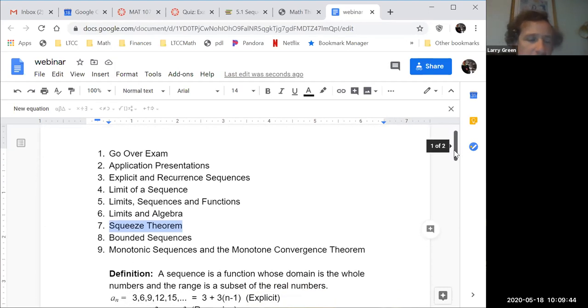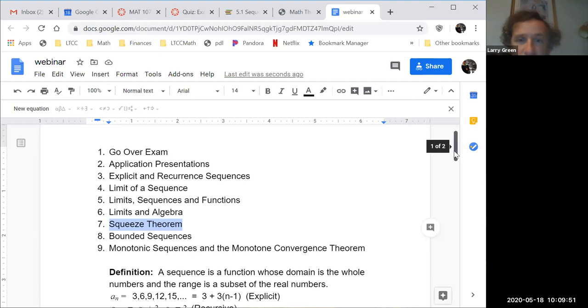So that was the squeeze theorem, and it's no different. That's why I'm not spending much time on it, because you had that in first quarter calc. You had the squeeze theorem. So it's the same squeeze theorem.